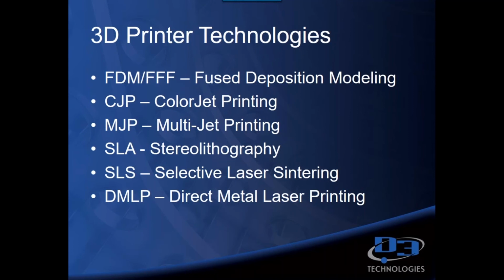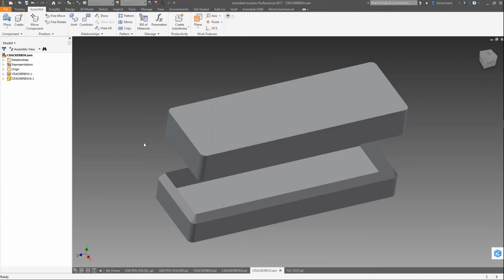MJP, or multi-jet printing, is a technology much like inkjet printing, but it uses jets of acrylate plastic or plastic materials of some sort, and uses UV rays for curing. It really provides great technology for detailed parts, as well as strength parts.